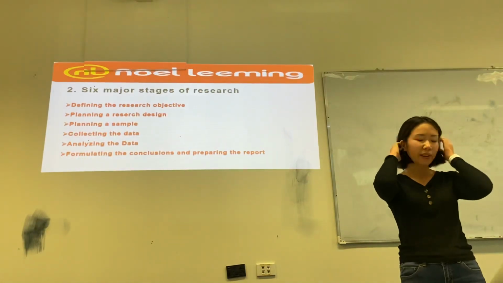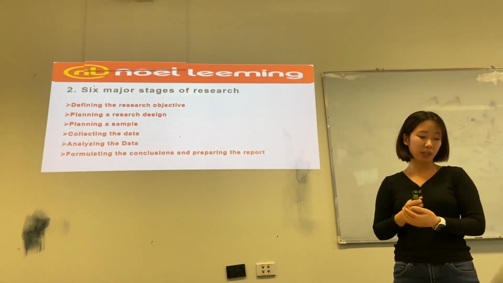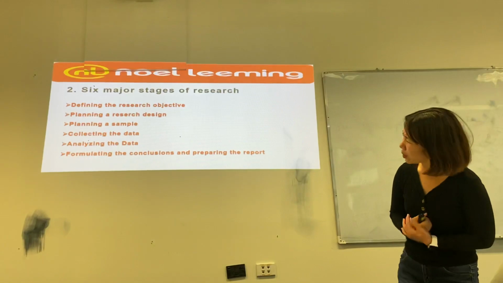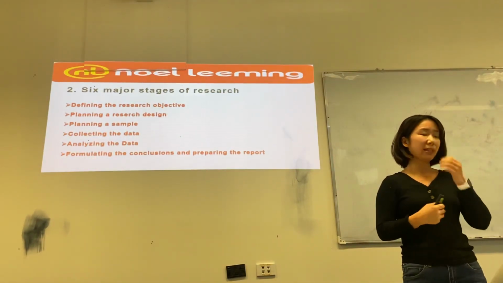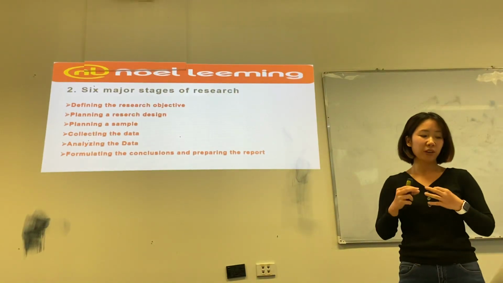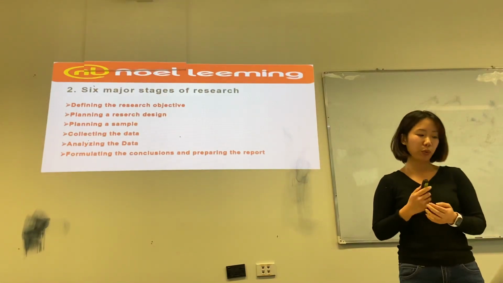The second one is planning a research design. Researchers need to develop a research design after formulating a research objective. The third one is planning a sample. If we want to analyze a population, we must study a sample to figure out the result. This sample should be included in the research design.